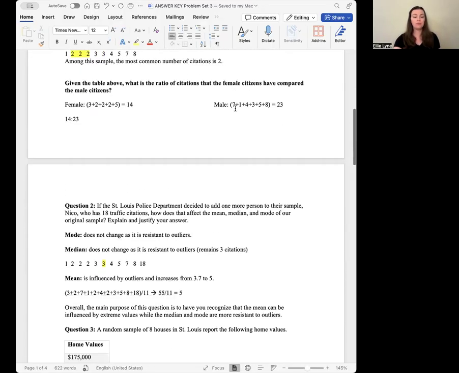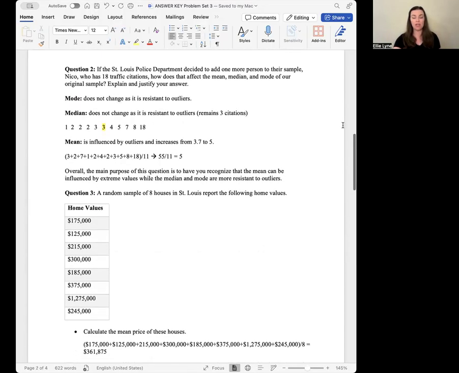original sample. If you went ahead and calculated each of these, let's take a look at what this would look like in this example. The mode is the measure of central tendency that is the most resistant to an outlier. Reason being is an outlier is typically a single value. And so if I were to add 18 to this distribution, there isn't another observation that is also equal to the value of 18. And so our mode does not change. It remains 2 because we had 3 individuals who received 2 traffic citations.